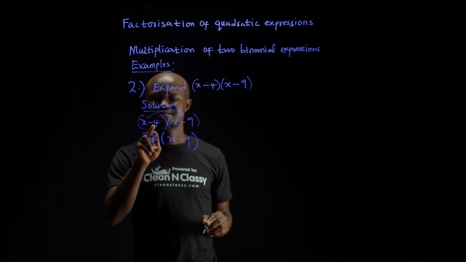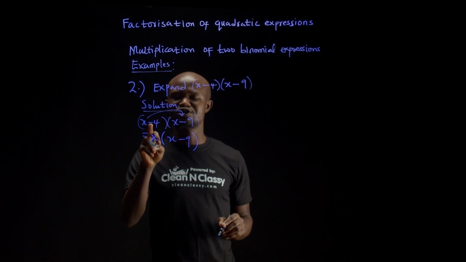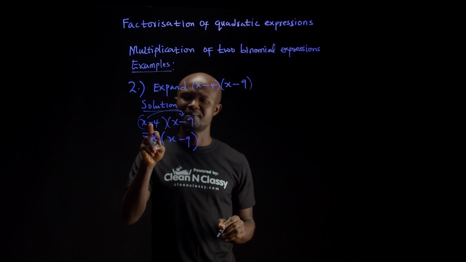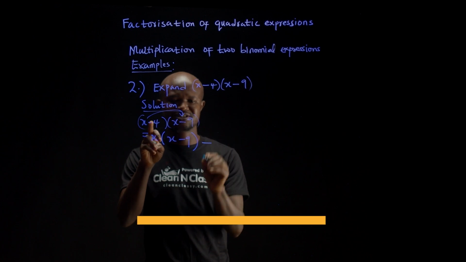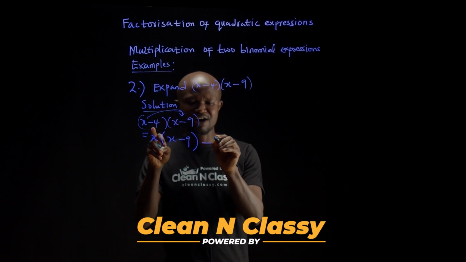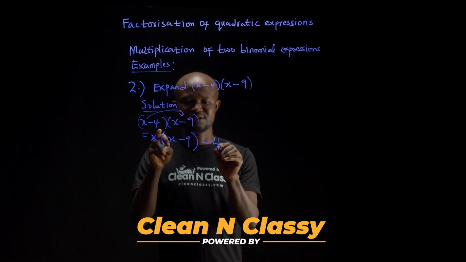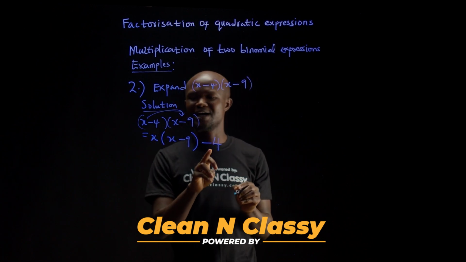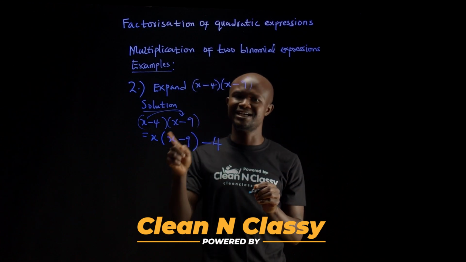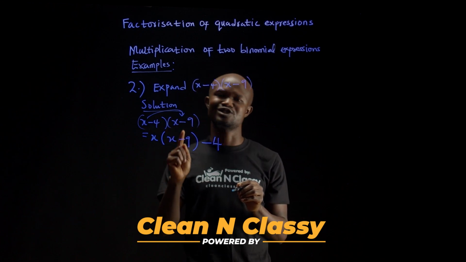What operation symbol are we seeing here? Minus. So we put the minus. Then we have 4, which is the second term, which makes it minus 4 as the second term in the first binomial expression.